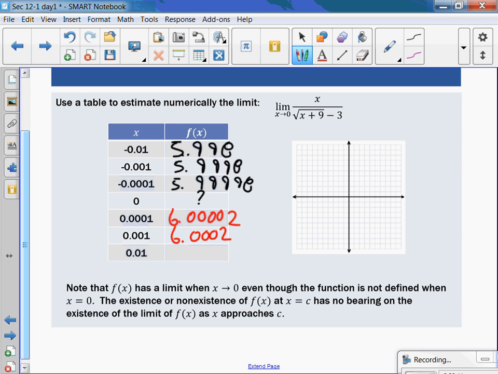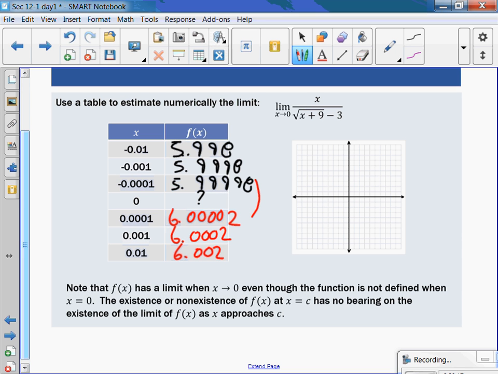So, what do we have here? What is my limit of this rational function as x approaches 0? Why 6? As Mario said, we just take that average there. The values surrounding x equals 0, that 5.9998 plus that 6.00002, divided by 2, is going to give us a value of 6.